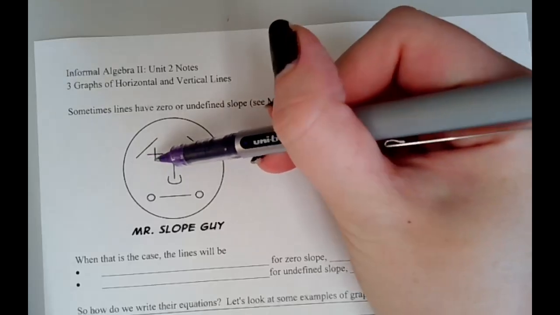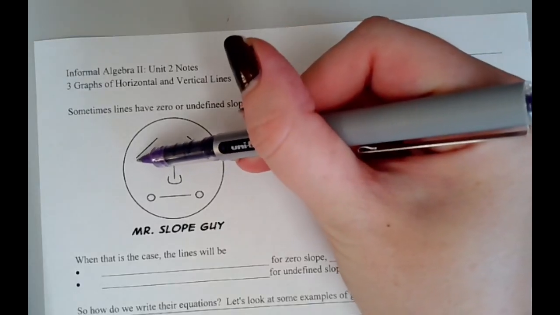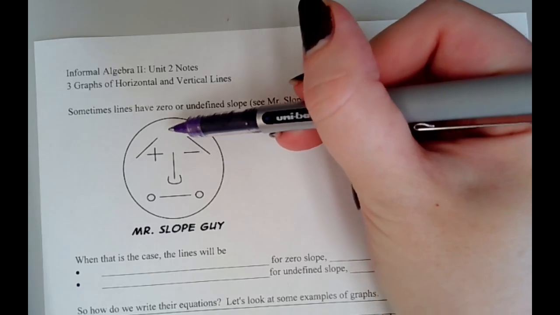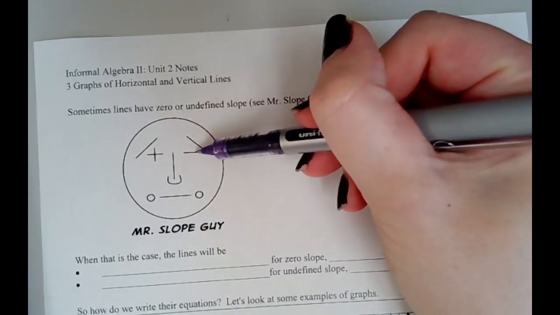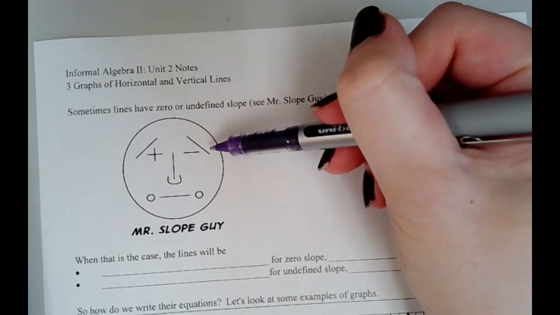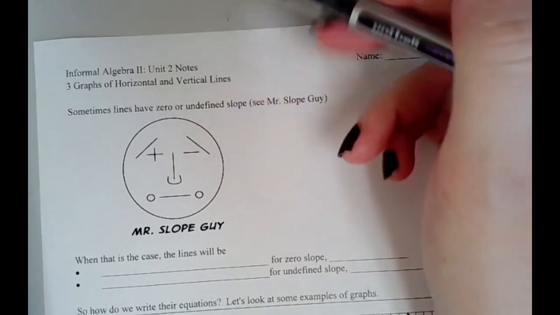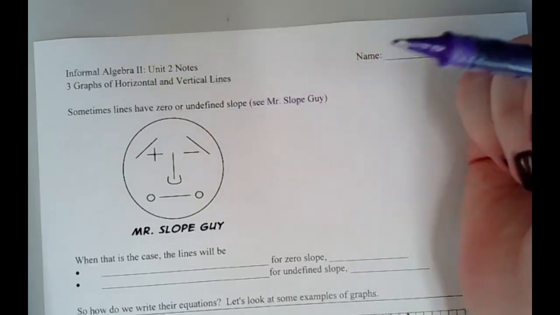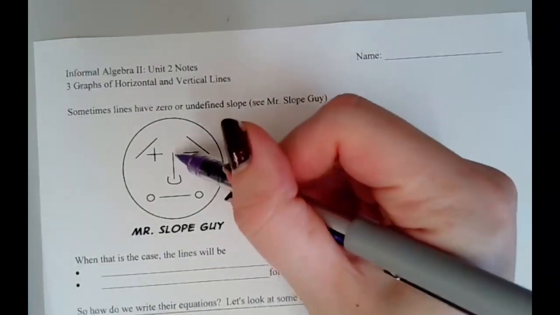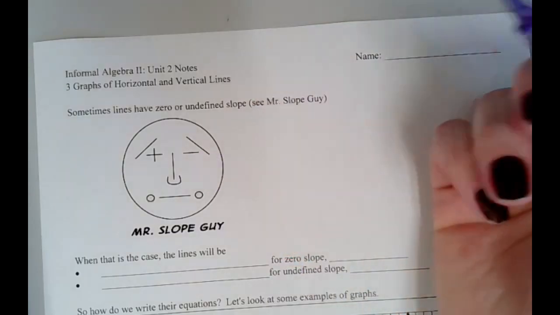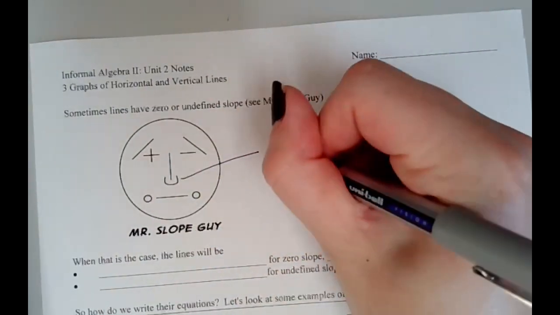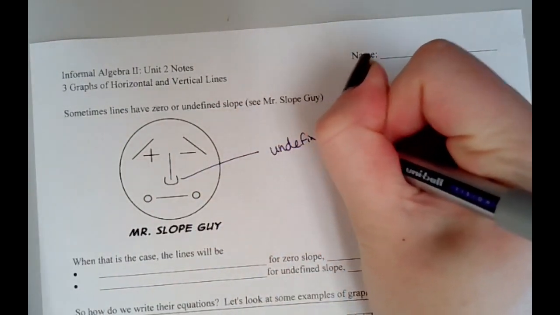If you have a positive slope, it is an increasing linear function, so it makes up this eye and eyebrow for Mr. Slope Guy. If you have a negative slope, you have a decreasing linear function. So once again, eye, eyebrow. If you have a vertical line, you will have an undefined slope. So that U right there means undefined.